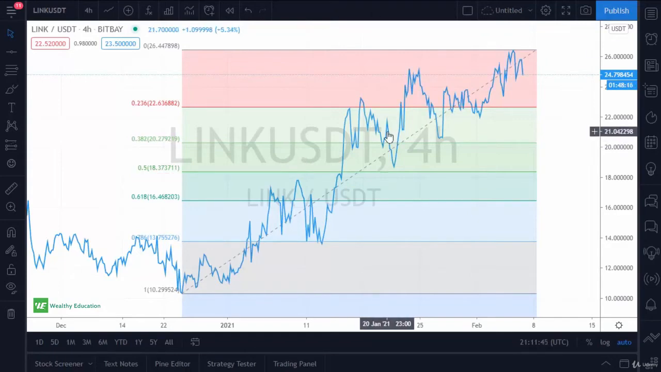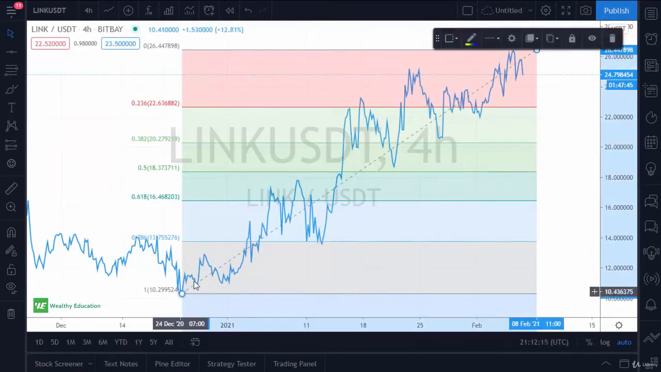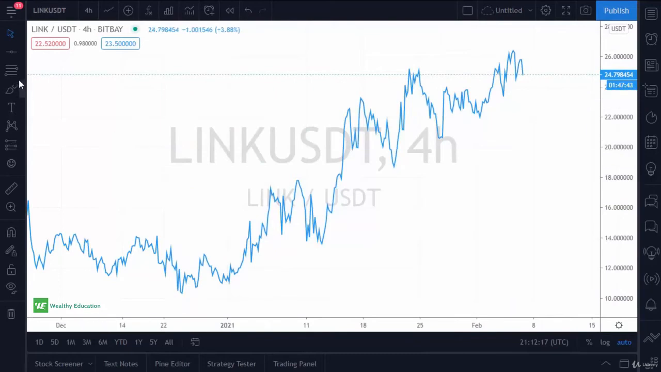There's something called the golden ratio, and that is 1.618, or sometimes it's written out as 61.8%, 161.8%. And this is a ratio that shows up time and time again in nature. Really, at the end of the day, what you're looking for is repeatable patterns, right? So let me go ahead and show you how this is used.